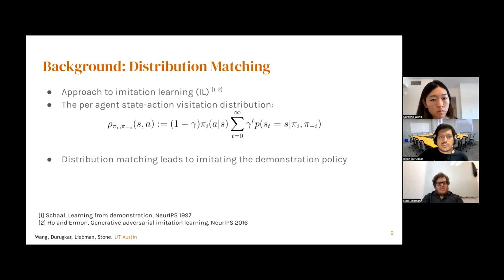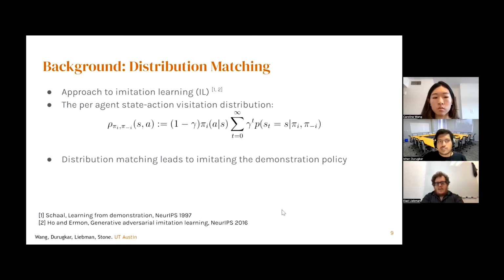Next, the other component that is important to our work is distribution matching. Distribution matching is one approach to imitation learning, which has gained a lot of popularity in recent years. When I discuss a distribution, I'm talking about the agent state-action visitation distribution, which is the distribution of states and actions that an agent experiences when it starts executing its policy and holding the other agents' policies, indicated here by pi sub minus i, constant.